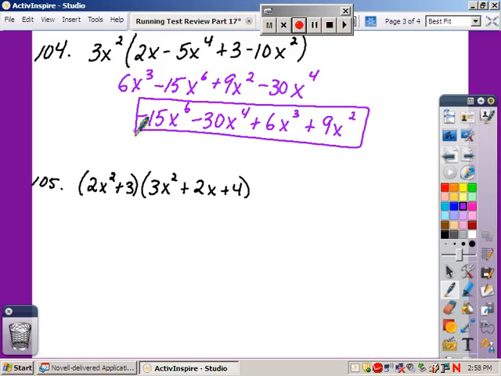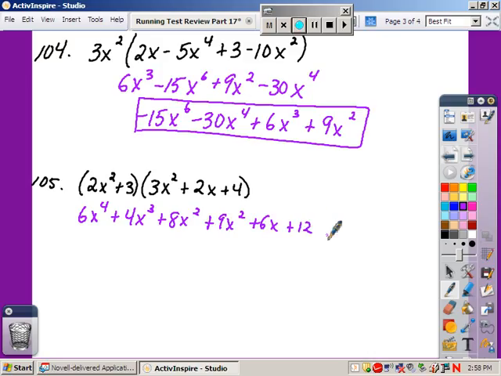When we do this one, it's the same principle, except I need to make sure that I take the 2x squared times everything over here and the 3 times everything over here. So taking 2x squared times this, I'm going to get 6x to the 4th. Then I'm going to get 4x to the 3rd for the next one. And then finally, just an 8x squared. And now I'm going to move to the 3. Multiplying that first one, I'm going to get 9x squared. Then I'm going to get 6x. And then finally 12.